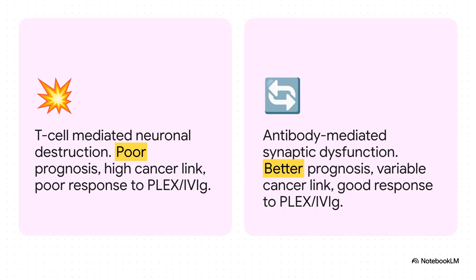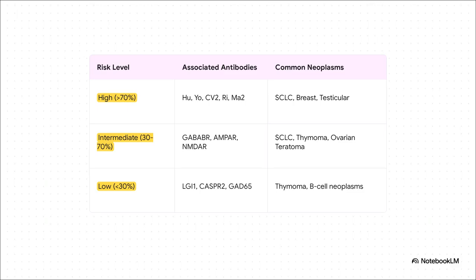It's just being functionally silenced. And because it's not destroyed, the process is potentially reversible. If you can get rid of those antibodies, the neuron can put its receptors back on the surface and start working again. This is why these patients can have those truly mind-blowing recoveries, and why they respond so well to antibody-removing therapy.